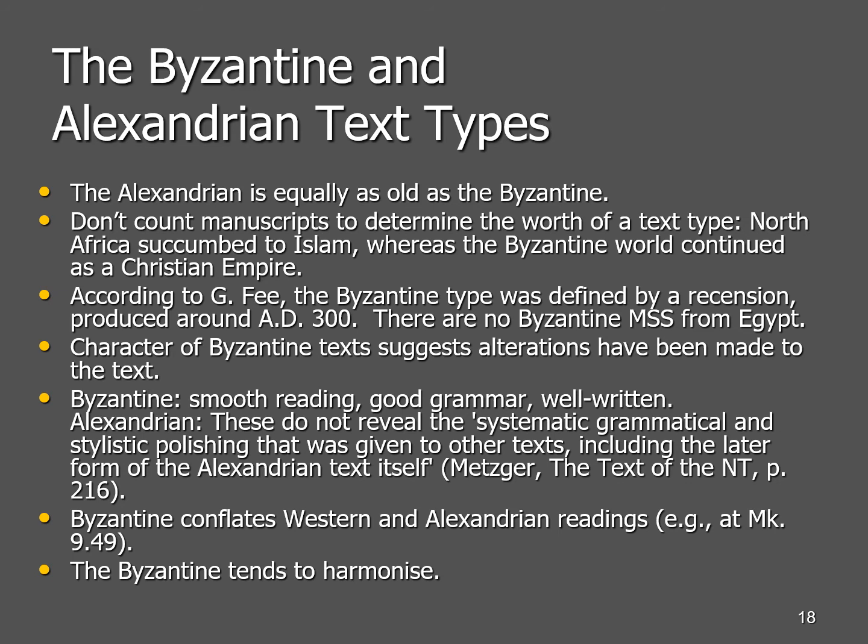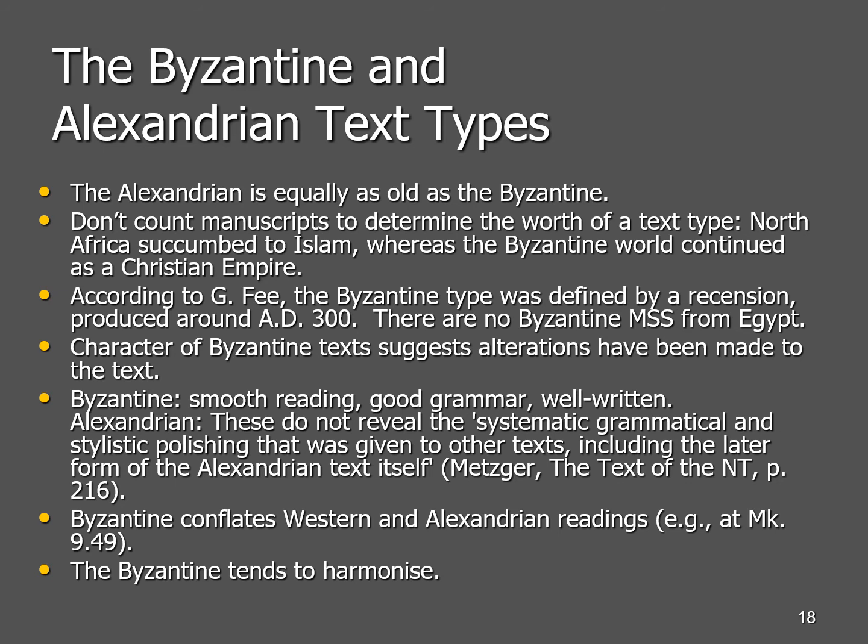By way of example, they would say that the Byzantine text type has smooth readings, good grammar, and is well written. The Alexandrian text type does not reveal systematic grammatical and stylistic polishing that was given to the other manuscripts, the other texts, including the later form of the Alexandrian text itself.